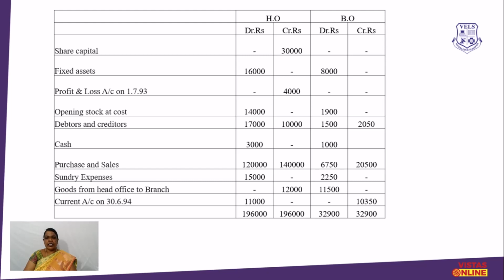Then sundry expenses 15,000, 2,250. Then goods from head office to branch 12,000, 11,500 in the branch office books. Then current account as on 30/6/1994, 1,96,000 in the head office in the debit as well as credit, and in the branch office 32,900, that is the total.